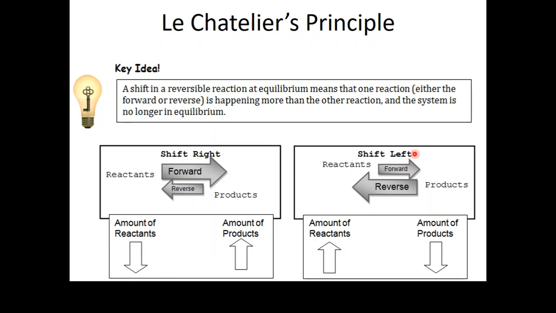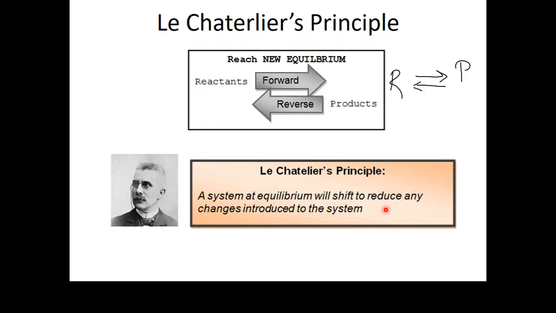If you have a shift left, your reverse reaction is favored, therefore you're going to increase your amount of reactants and decrease the amount of your products. We're going to take a look at some ways that shifts can occur. Le Chatelier's principle basically says a system at equilibrium will shift to reduce any changes introduced to the system. We have our forward and reverse, and we want them to be equal.